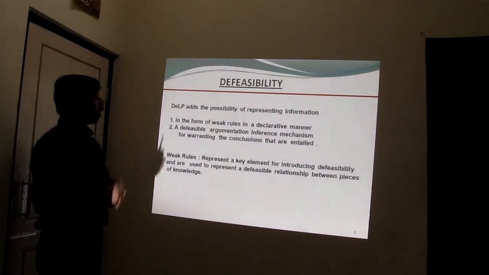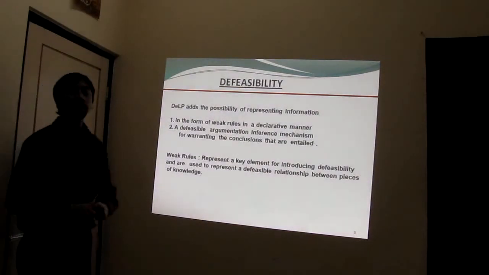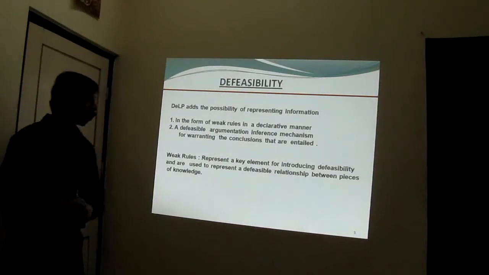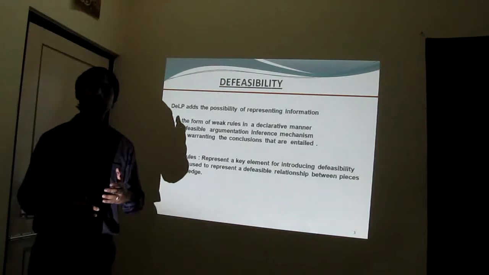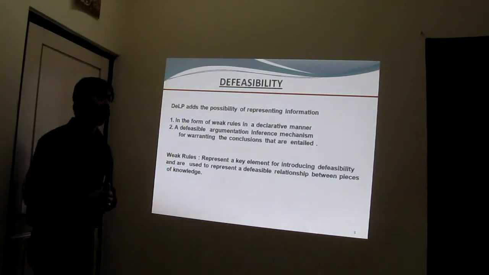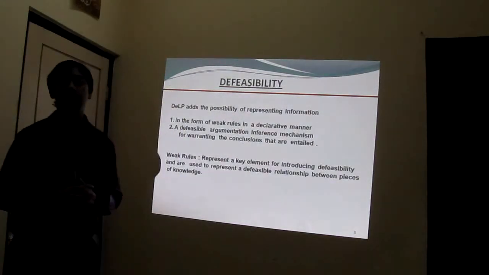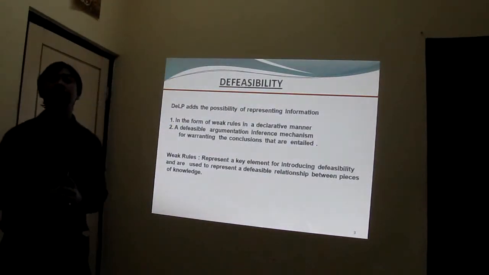Defeasible Logic Programming adds the possibility of representing information, number one, in the form of weak rules in a declarative manner. Number two, a defeasible argumentation inference mechanism for warranting the conclusions that are entailed. So now what is a weak rule? A weak rule is a key element for introducing defeasibility. It represents the weak relationship between two pieces of information.